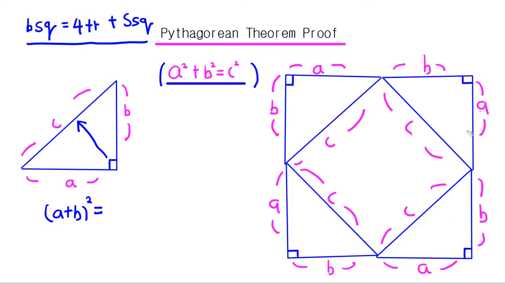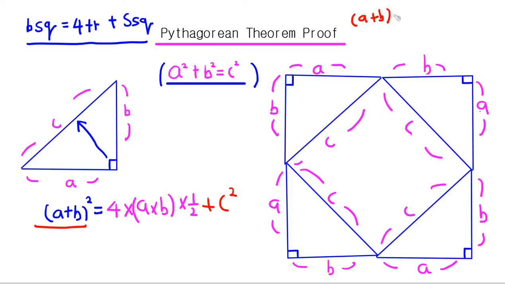Let's do the four triangles. The area of a triangle is height times base times 1 over 2, and there are 4 triangles, so 4 times a times b times 1 over 2, and all of that plus the small square, which is c times c, which is c squared.